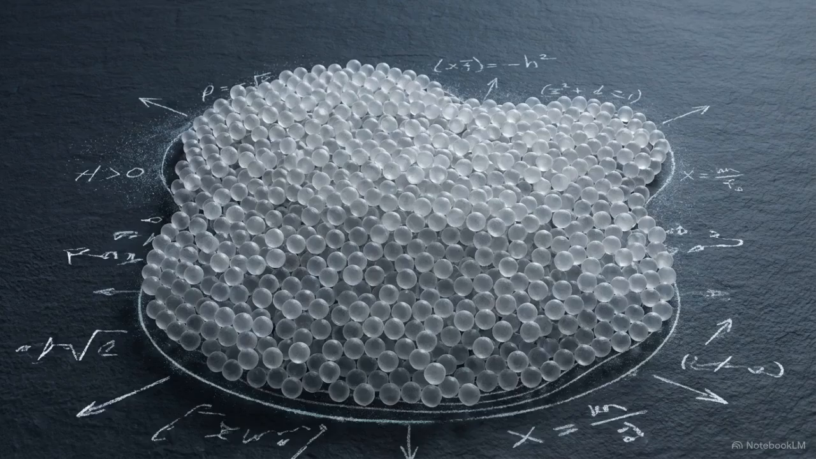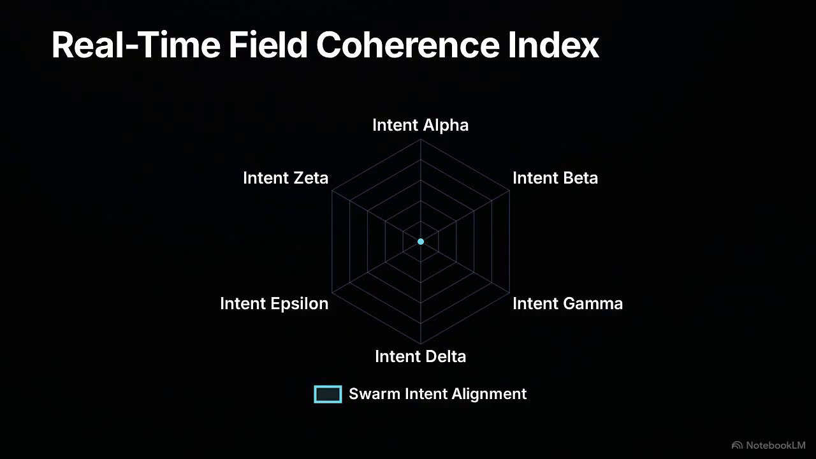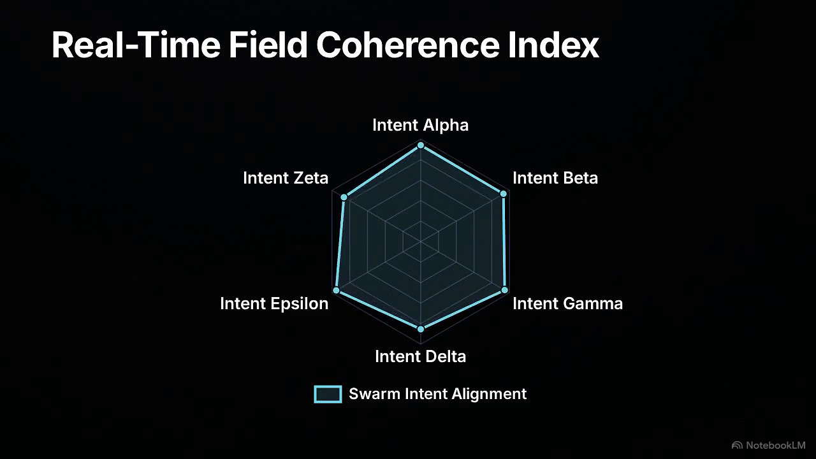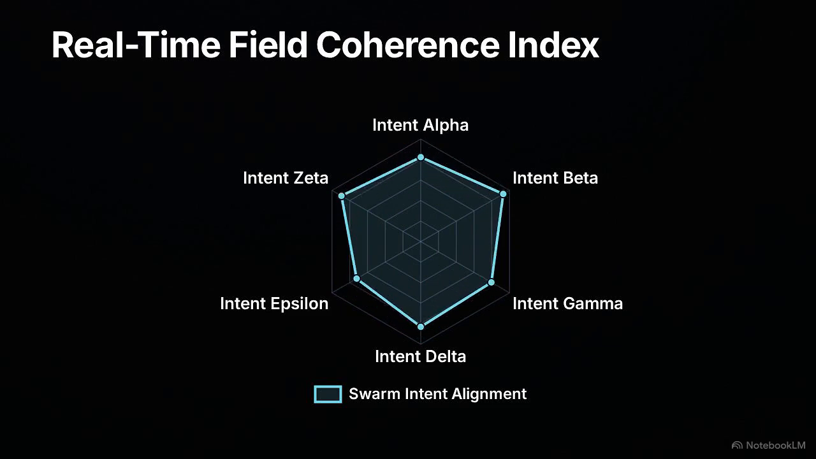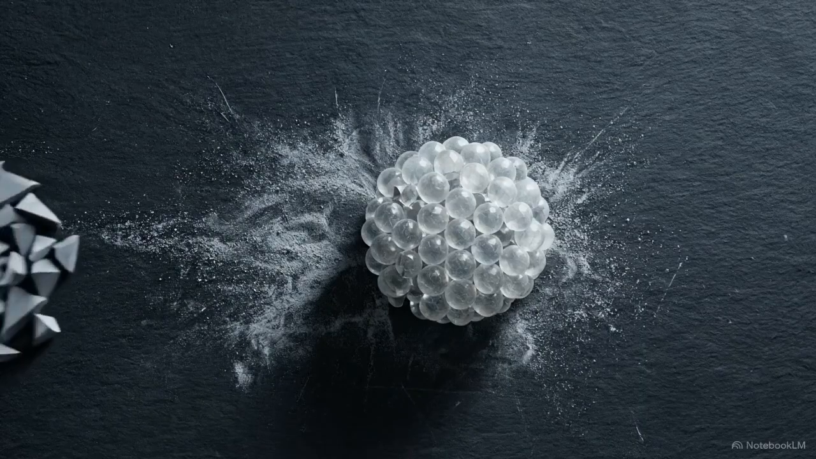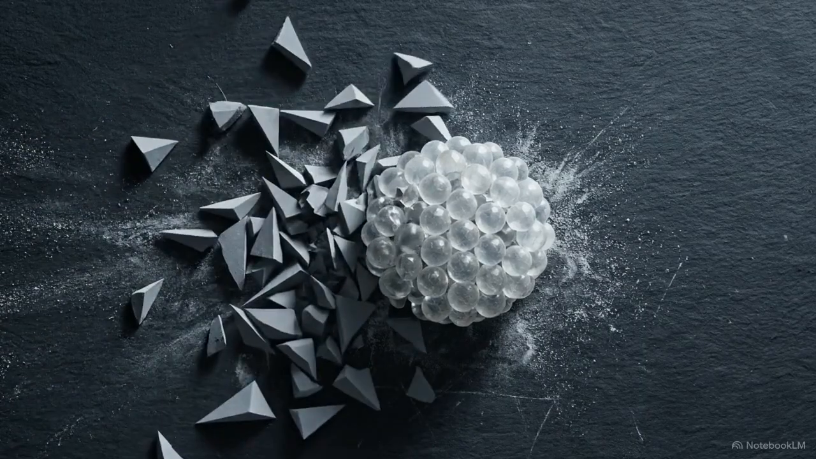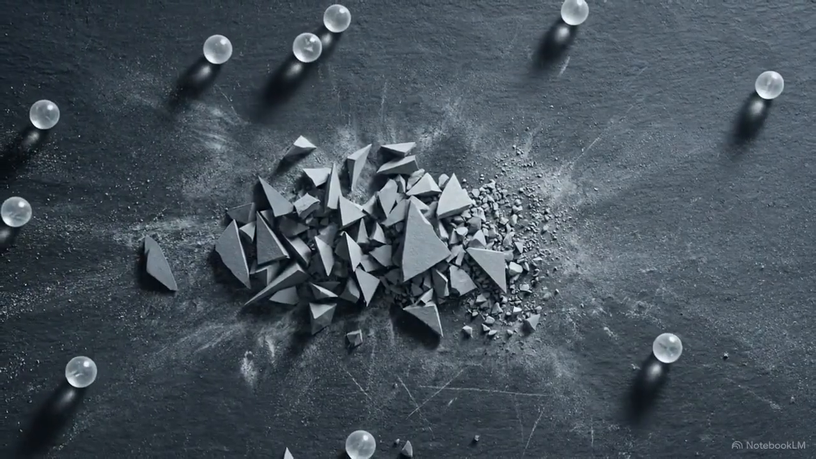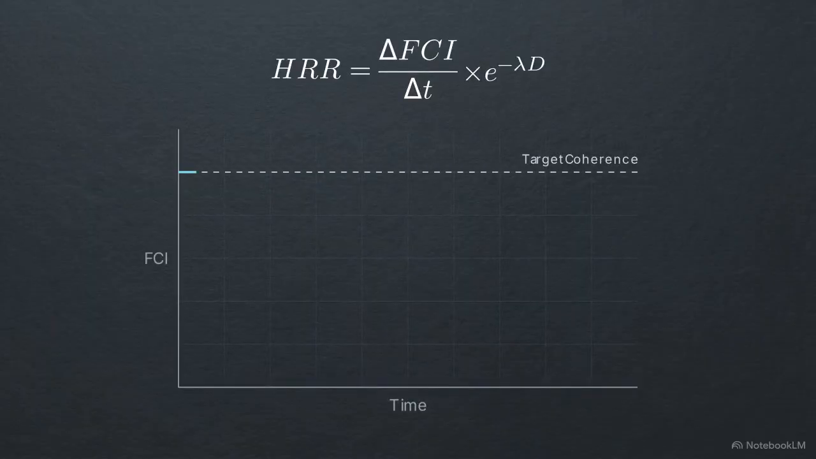The simulation evaluates the health and stability of the entire agent swarm as a single entity. The primary macrometric for this evaluation is the Field Coherence Index, or FCI. The FCI is an aggregate score, measuring the alignment of intent variables across the entire network at a given millisecond. In a dissonance event, such as a sudden injection of conflicting variables, the network splinters and the FCI score drops sharply. Watch how the network recovers using the harmonic recovery rate equation.